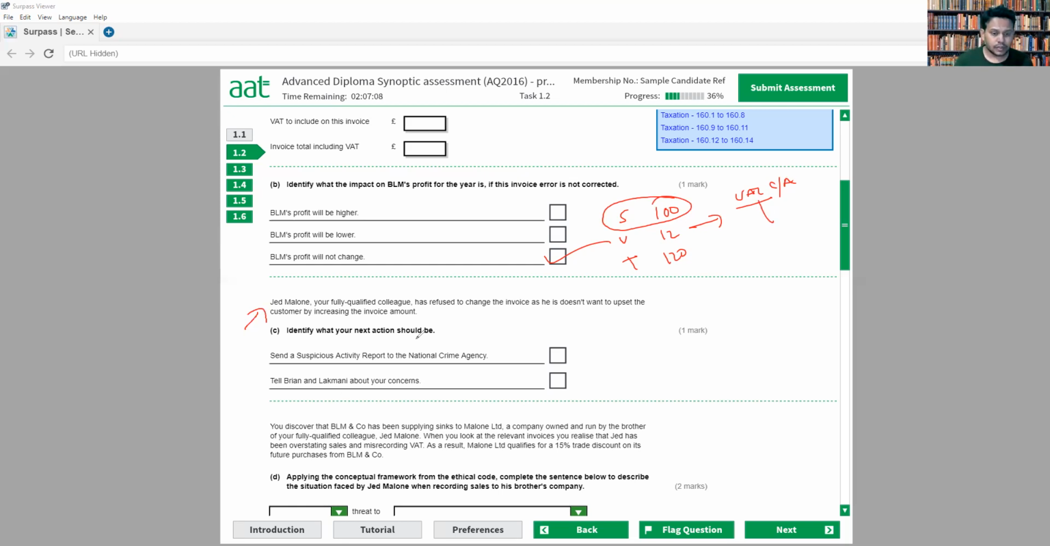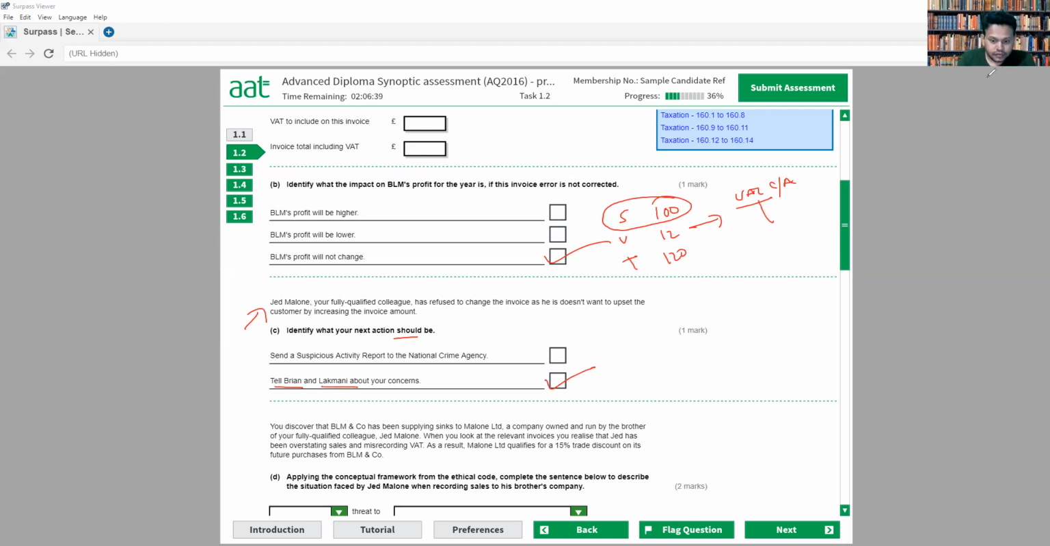Identify what will be your next action. Remember, I'm not going to tell NCA. NCA have no relationship with the VAT anyway. So VAT links with HMRC. So if anything happened, first I'm going to talk to my director or the owner of the business. So I'm going to talk with Brian and Lakmani. These two people are the owners of this partnership business. So I'm going to talk to them. He forgot to charge the VAT and he's not charging now. So obviously I'm going to tell them.